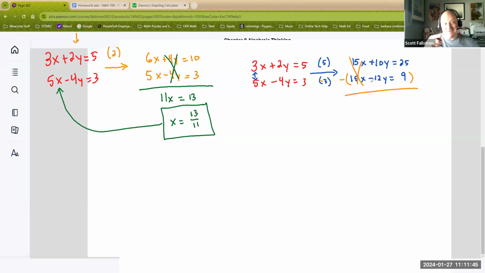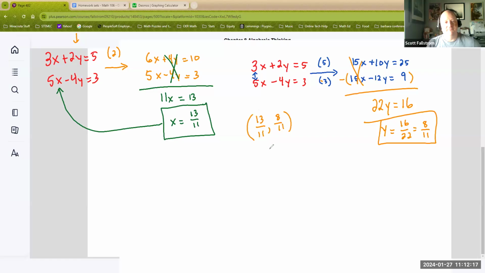Subtracting a negative, that's the same as adding the positive. So that becomes 22y. And on the other side, 25 minus 9 becomes 16. My end result here, when I divide, will give me y equals 16 over 22, or if you want, 8 over 11. So there's your y coordinate without having to go back and do a ton with fractions. Your solution would be the point right here. x is 13/11 and y is 8/11.